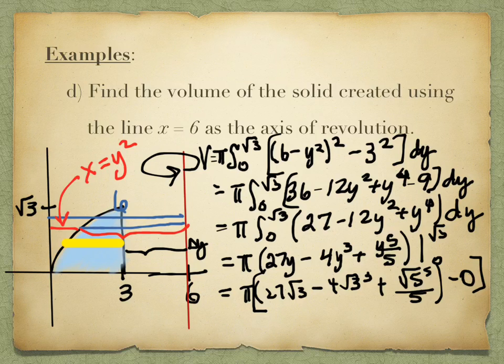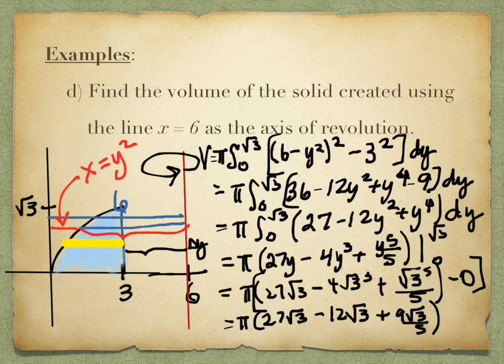Okay, let's simplify what we can. I've got the pi. I have 27 square root of 3. What does the 4 square root of 3 cubed become? Good. 12 square root of 3. And we already know what the square root of 3 to the 5th over 5 was. That's a 9. It really is. 9 square root of 3 over 5.